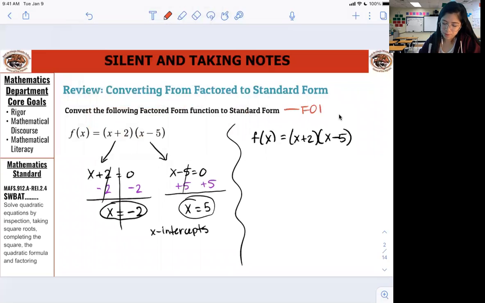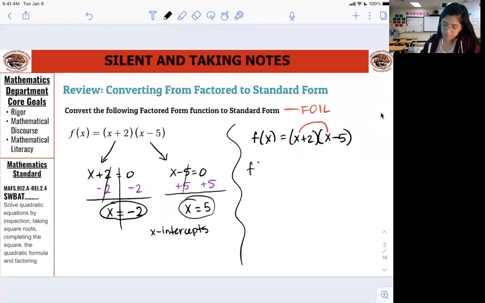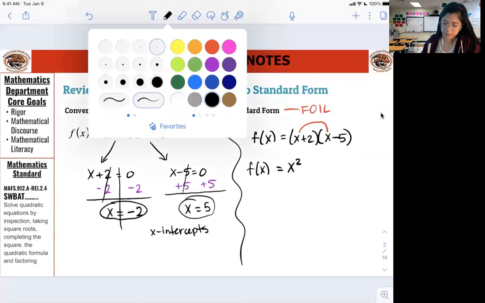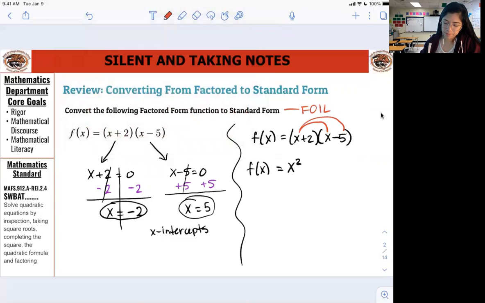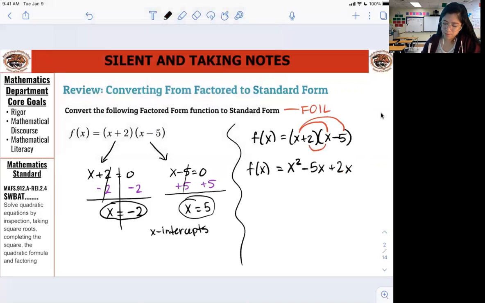We're going to use FOIL. So again, this is still reviewing. I have factored form. I'm going to turn it into standard form by foiling. So what's x times x? I got x squared. What's x times negative 5? Negative 5x, good. Then I have 2 times x, 2x. And then I have 2 times negative 5, negative 10. Now what?